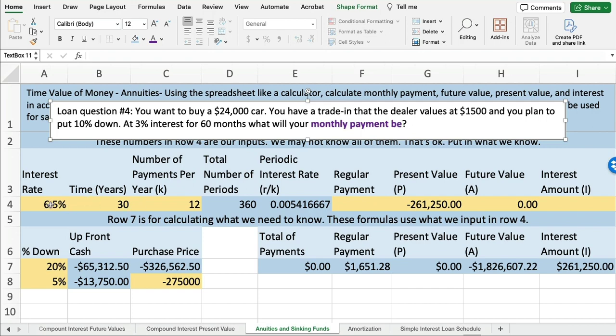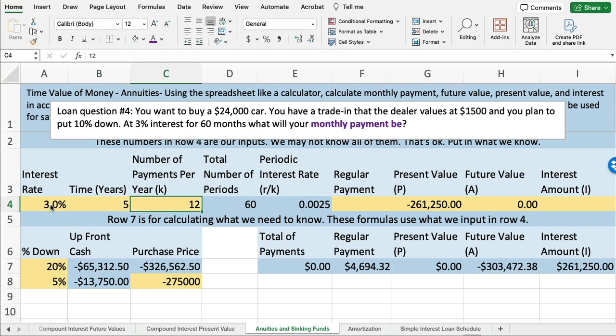So let's go ahead and put in our interest rate right off the top here. Our interest rate is 3%. That's going in column A, A4. The time in years is, just take the number of months, which is 60, and divide by 12, and that tells us that it's for 5 years. And you can verify that by the fact that the total number of periods here in column D is 60, and that's what we want, 60 months. We don't know what the regular payment is because that's what we want to solve for.